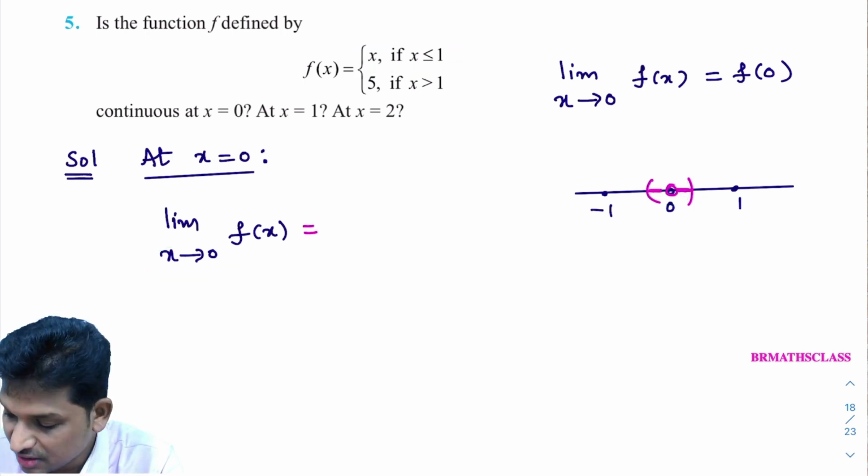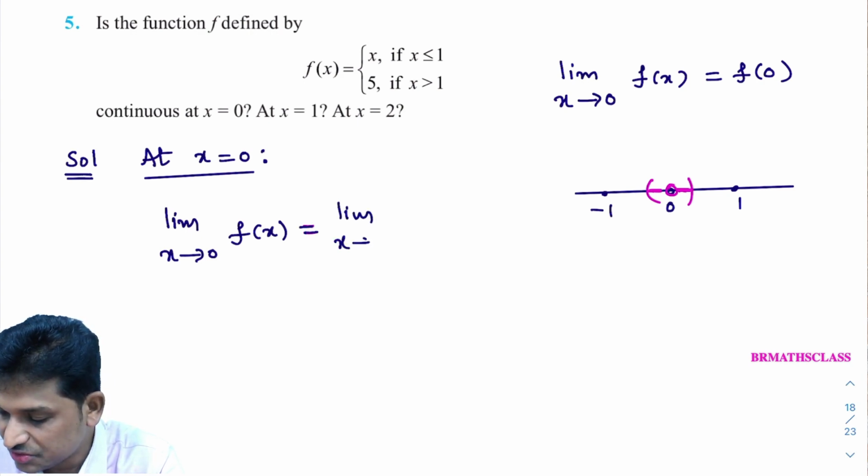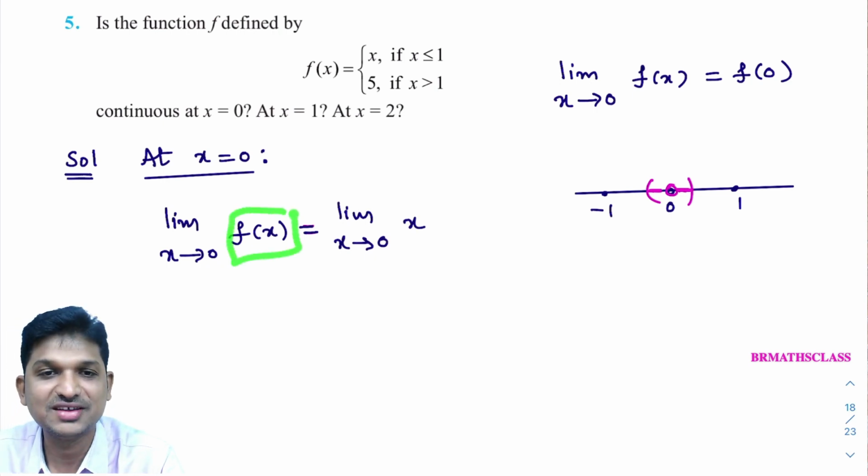So here, that is equal to the limit as x approaches 0 of what? What is f of x? X approaches 0 means all x values are less than 1. So we need to choose the function as x. We need to choose this f of x as x. I hope you are understanding.